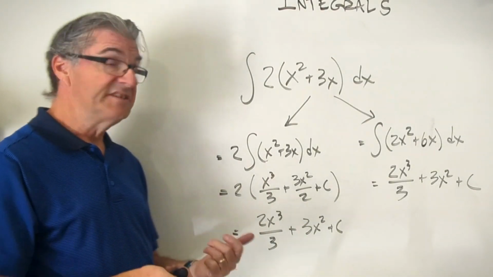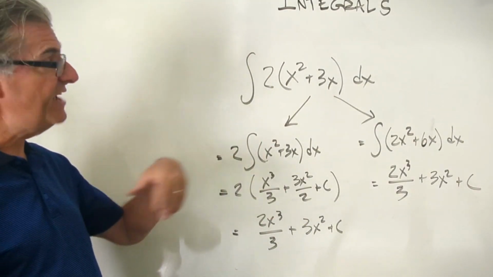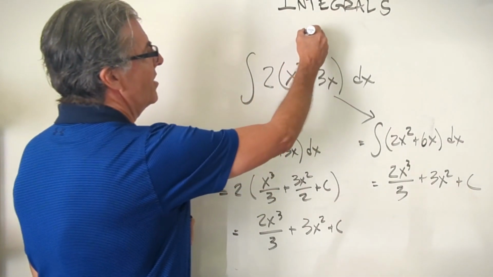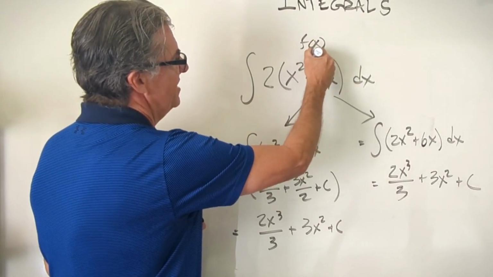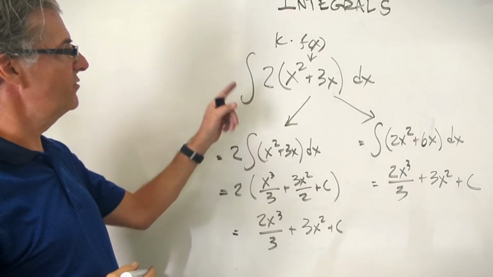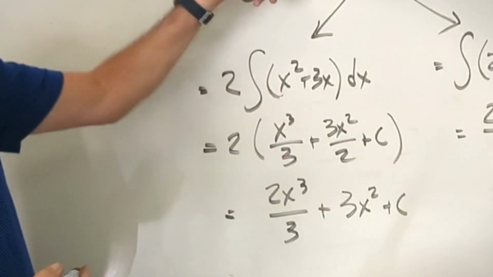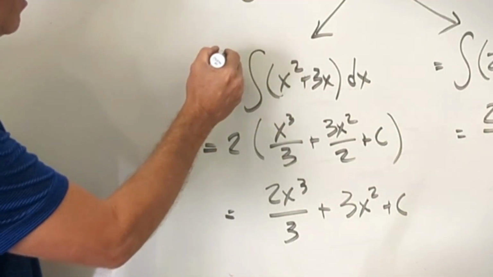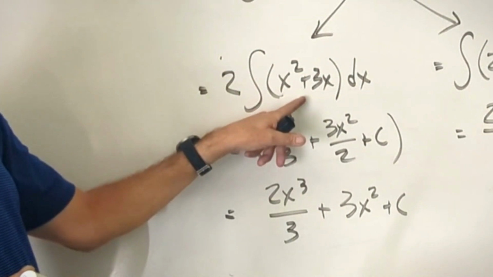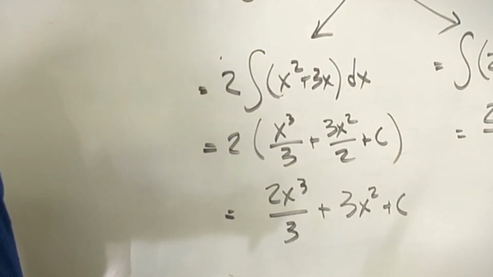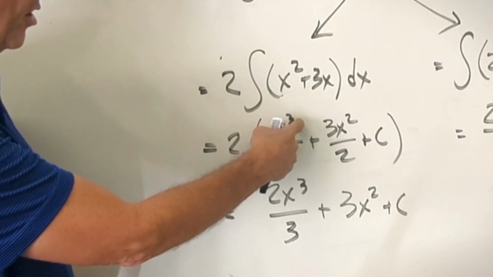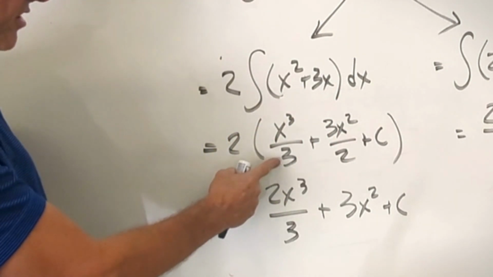The first one takes advantage of one of those rules we put on that last board where I had a constant times a function. See, this little part could be considered our f of x, and that's our k on the outside. So we're taking the integral of k times f of x. So I can take my k outside, and leave my f of x, which is just this part, on the inside of the integral, then take the integral of x squared plus 3x, and that's going to end up being x to the third over 3. If you use your rule, you'll get to that one.